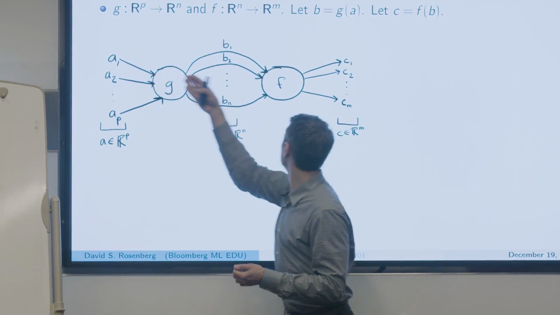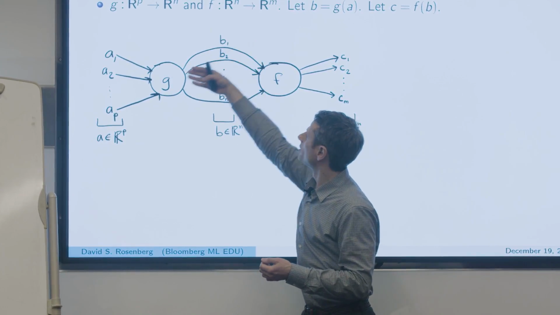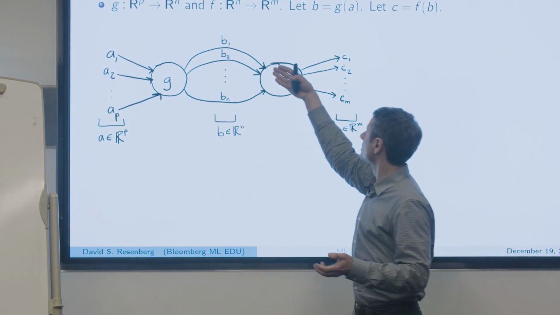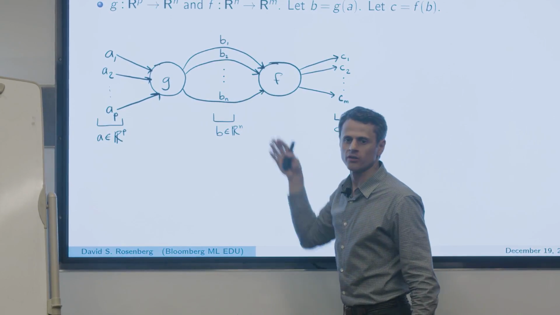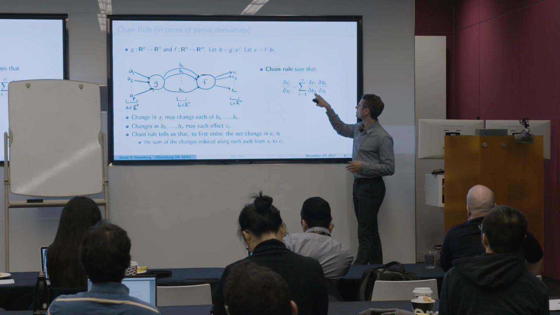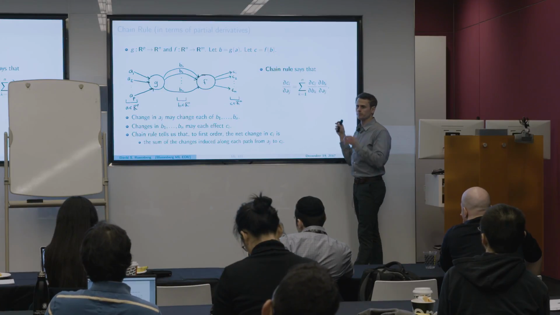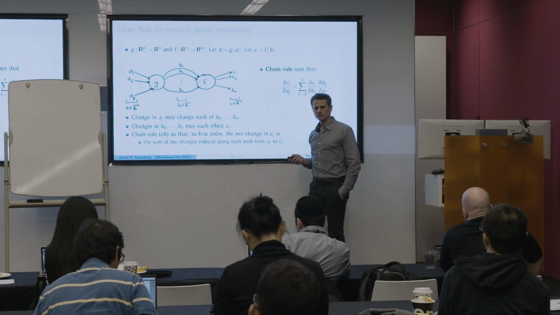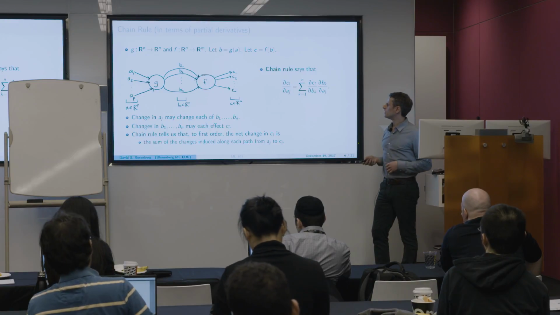So the effect of A2 on CM through B1 would be the amount that a change in A2 affects B1, so that would be the partial derivative of B1 with respect to A2, times the partial derivative of CM with respect to B1. And then we add up over all the paths, so adding up over all the B's. So that's what's going on here. We're summing over all the B's, the partial of CI with respect to BK, times the partial of BK with respect to AJ. All right. Is that clear? So this is the core operation that's happening in backpropagation.